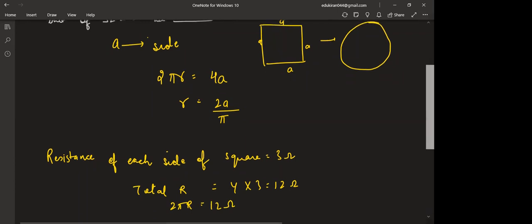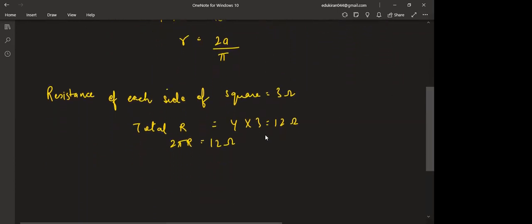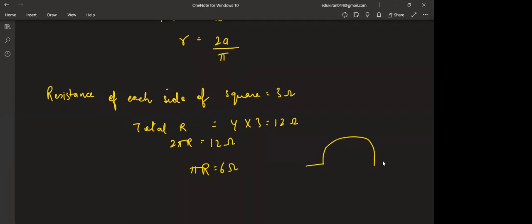So now for pi R, this becomes 6 ohm. So why pi R? Because we need this part of semicircle and this part of semicircle. This is 6 ohms and this is also 6 ohms. So they are connected, they are now in parallel. So equivalent resistance will be 6 by 2, that is 3 ohm.